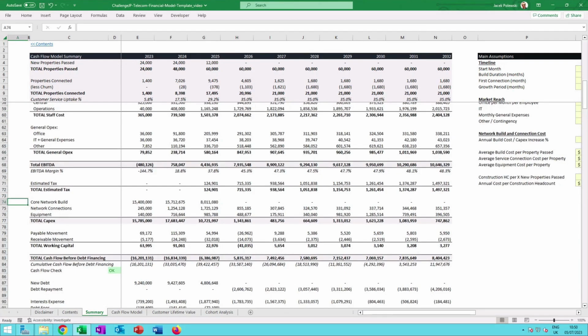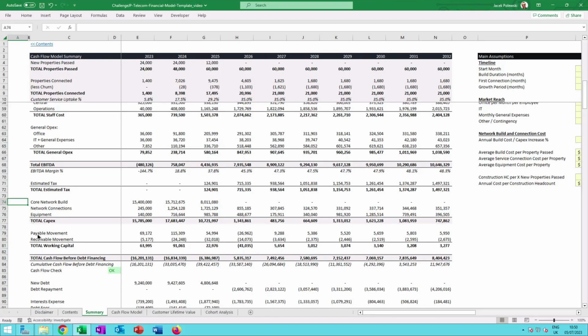Then you have some tax calculations, and then your Capex, so capital expenditures. So any cost that's related to building your core network, but also any expenses, any money that you have to spend on connecting your customers, equipment, and so on and so forth. So this is the section that will deal with that.